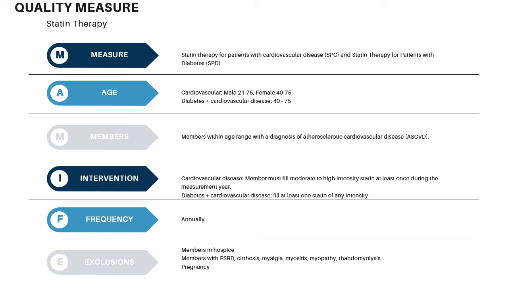Members within the age range and have a diagnosis of arteriosclerotic cardiovascular disease, also referred to as ASCVD, are included in the measured denominator. For patients in the cardiovascular disease measure, they must receive a statin of moderate to high intensity at least once during the measure year. For patients in the diabetes and cardiovascular disease measure, they must fill a statin of any intensity at least once in the measurement year. Members in hospice who are pregnant or have ESRD or some other conditions are excluded from the measure.